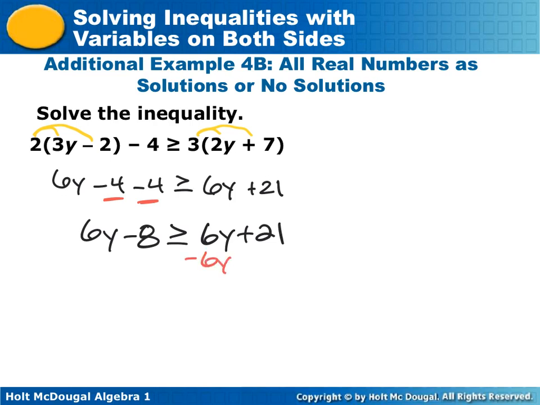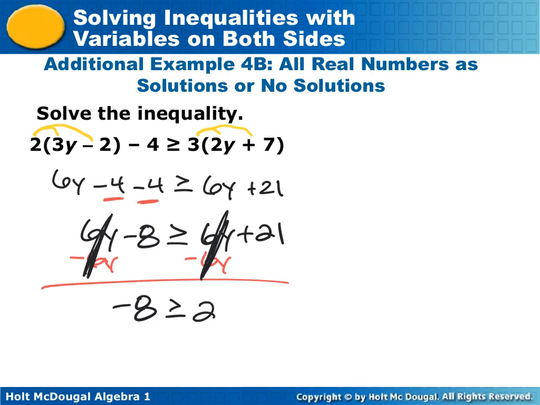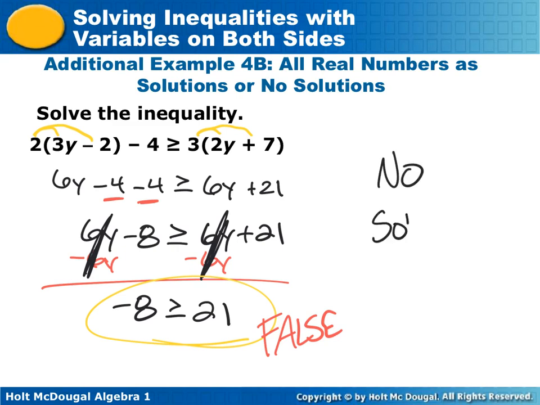Here again, let's subtract our 6y's. I think you guys know what's going to happen. 6y minus 6y goes away for both of them. So now you're left with negative 8 is greater than or equal to 21. Now, let's think about what this inequality is saying. Is negative 8 a bigger number than 21? No. This is false. And when it is false, your answer is simply no solutions.